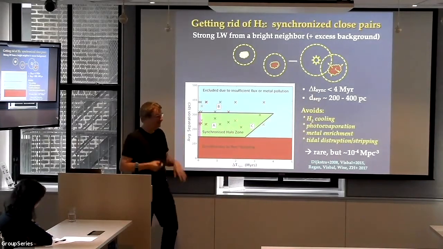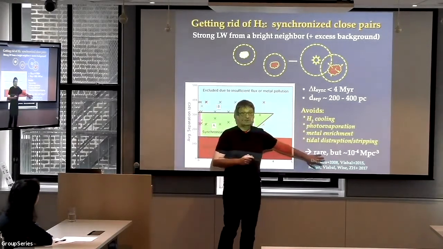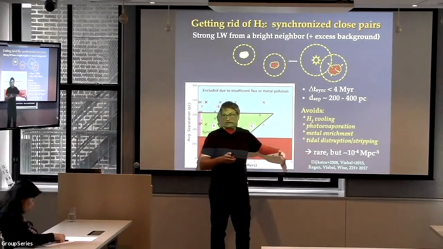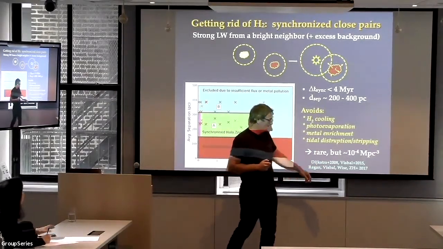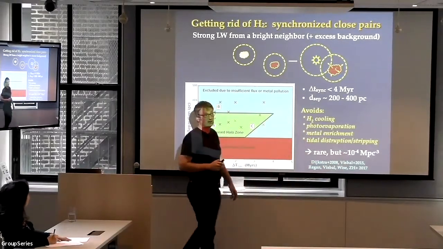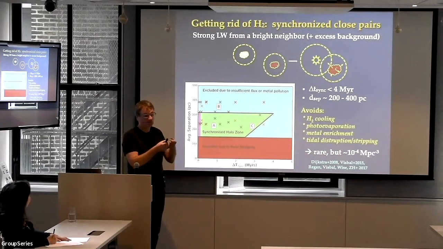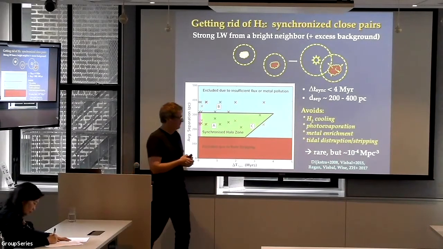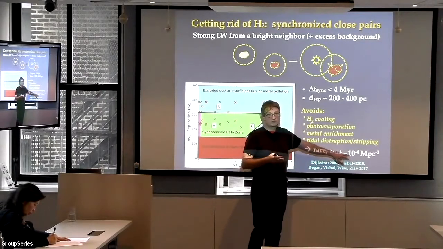So this is synchronized pairs of halos, and you can actually calculate in an n-body simulation how many times this happens per unit megaparsec cubed. It's actually rare, but it's not super rare. It's about 10 to the minus 4 per... every 10,000 cubic megaparsec, there's one such synchronized pair. So that's actually a small number. It's about 10 to the minus 4 of all these atomic cooling halos.